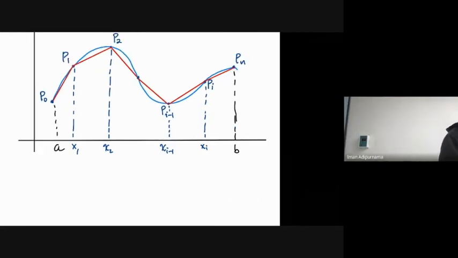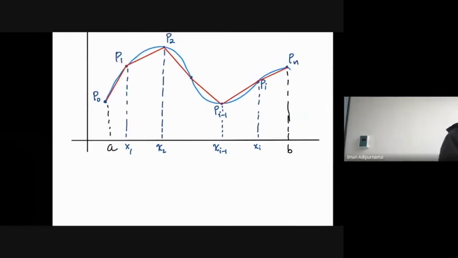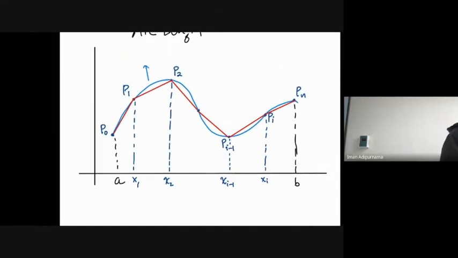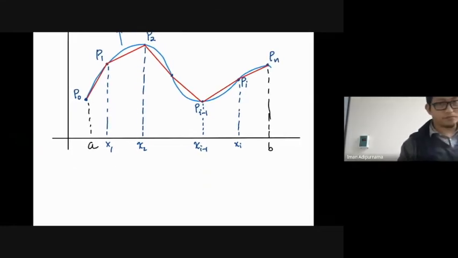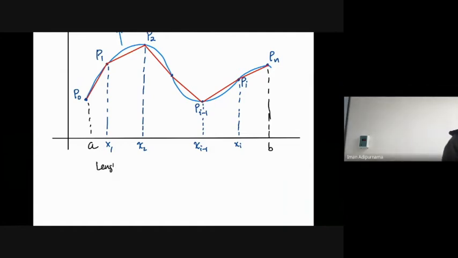Okay. So if this is the curve y equals f of x, let me name this curve y equals f of x. Let's define the length of the curve y equals f of x, from A to B. Let's say L is the length.